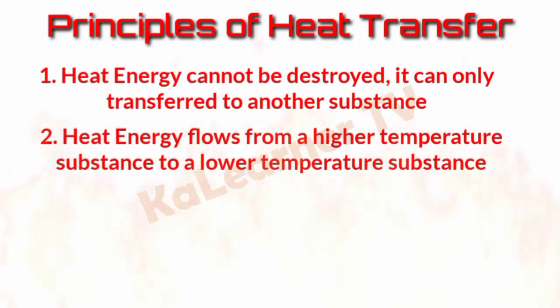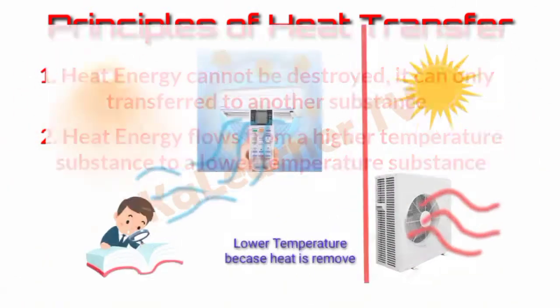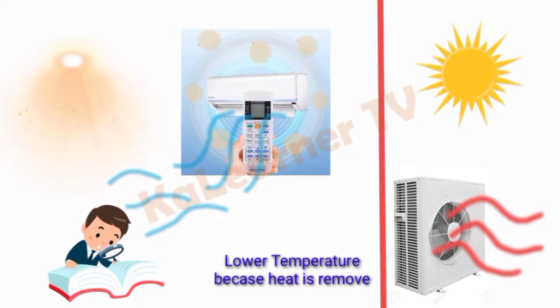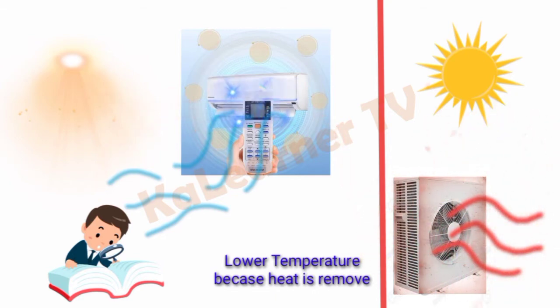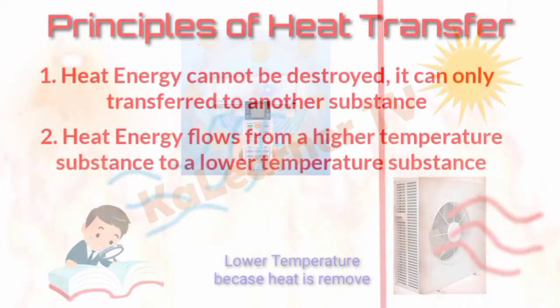Second, heat energy flows from a higher temperature substance to a lower temperature substance. So, to achieve this, the indoor unit should be cooler than the room temperature in order to have a heat transfer. Also, the outer unit should be hotter than the outside temperature so that the heat coming from the room will be easily transferred outside. Remember, hotter temperature flows to lower temperature. This will be done through the compressor. I will explain it to you briefly in some other videos.